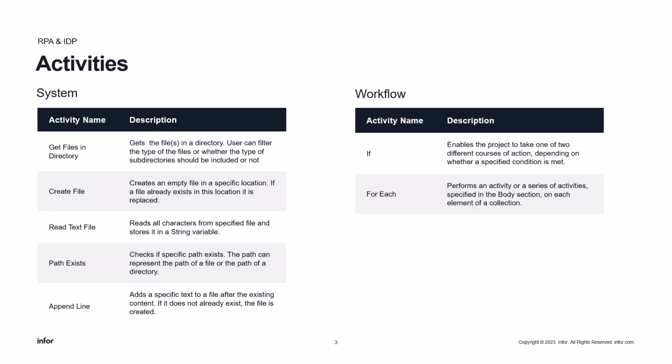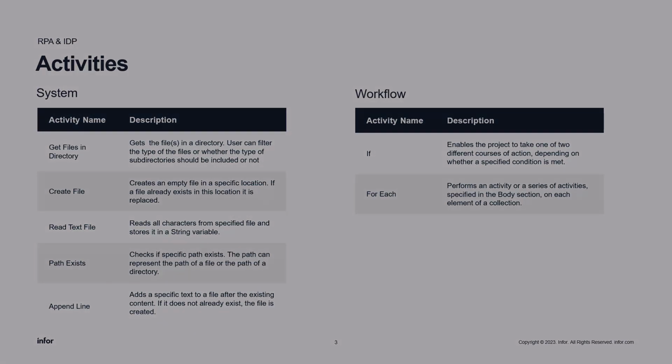So to conclude, during this tutorial, we walked through how to use multiple system activities such as get files in directory, create file, read text file, PathExists, append line, and a few workflow activities, if and for each.